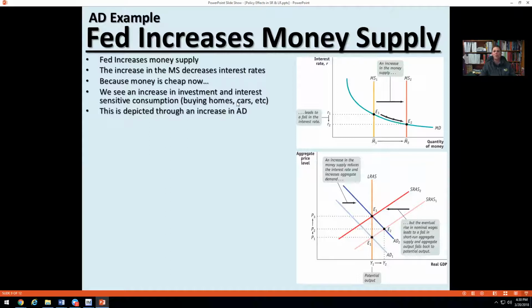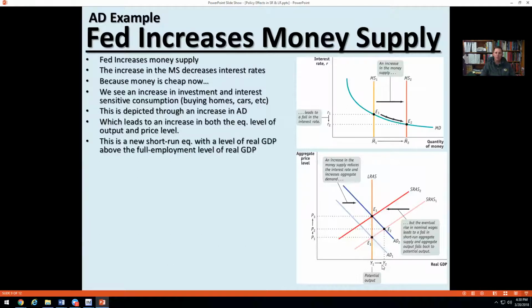This is depicted through an increase in aggregate demand. Again, very redundant, which leads to an increase in both the equilibrium level of output and price level. So now we are here as the price level has gone up. We have seen an increase in real GDP. This is the new short-run equilibrium. Okay, a level of GDP that's above the full employment level of output. This is not sustainable, right here.